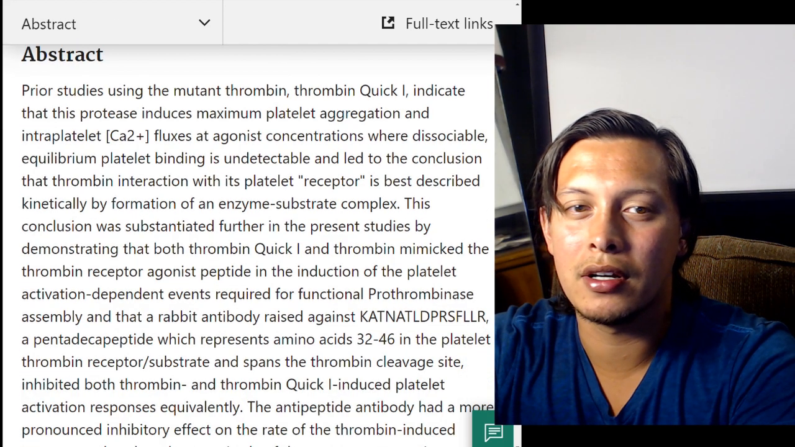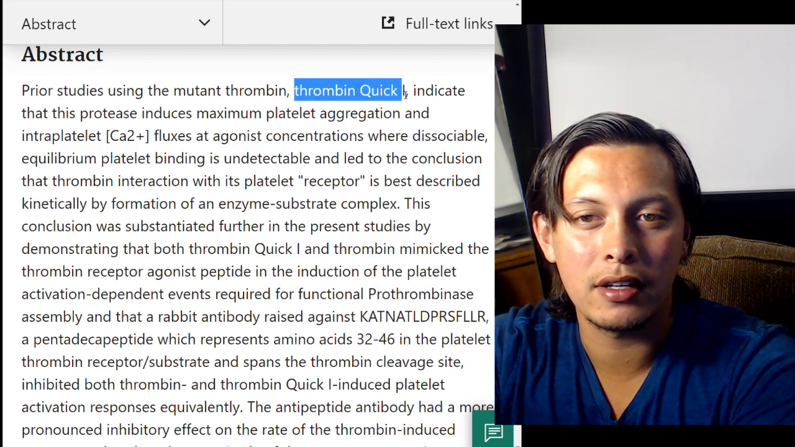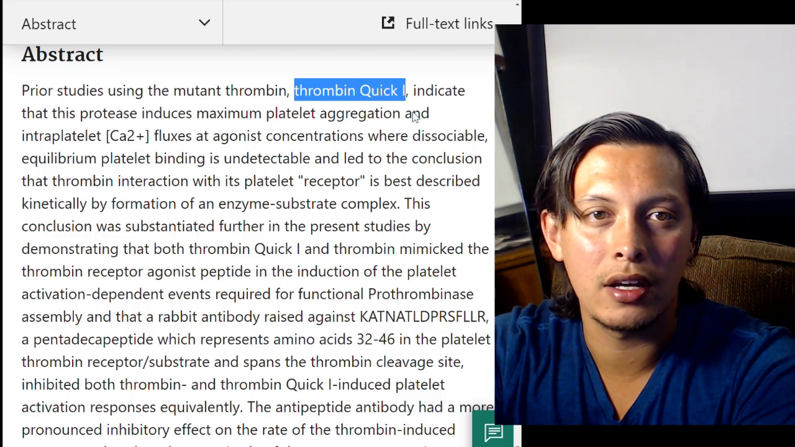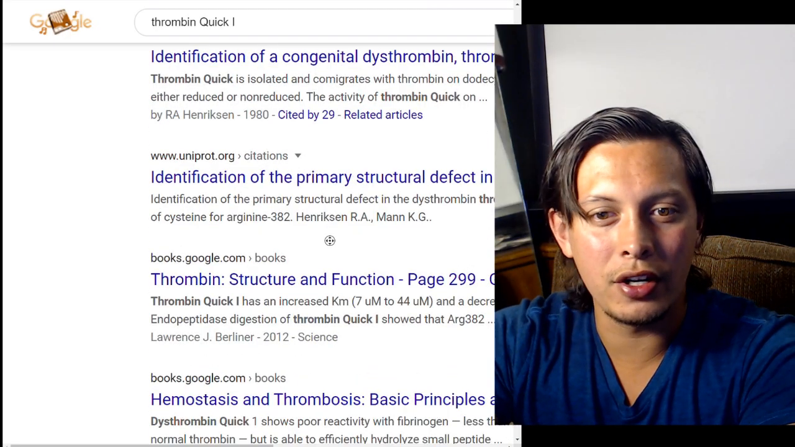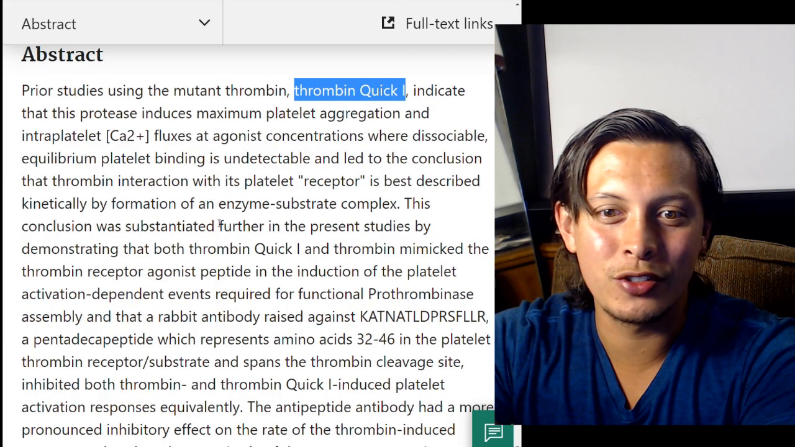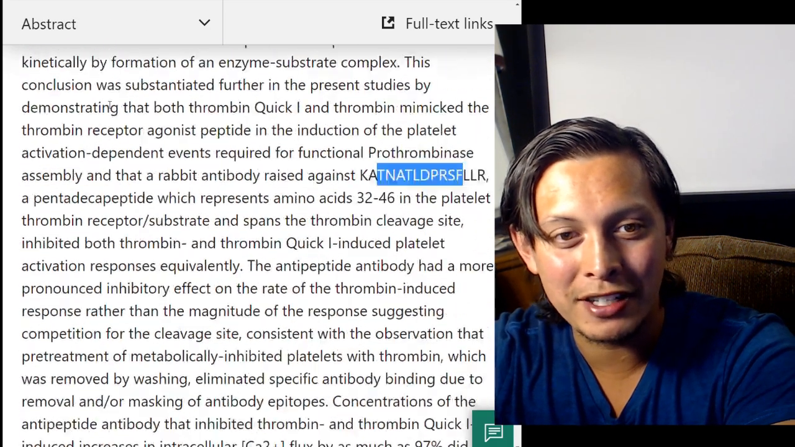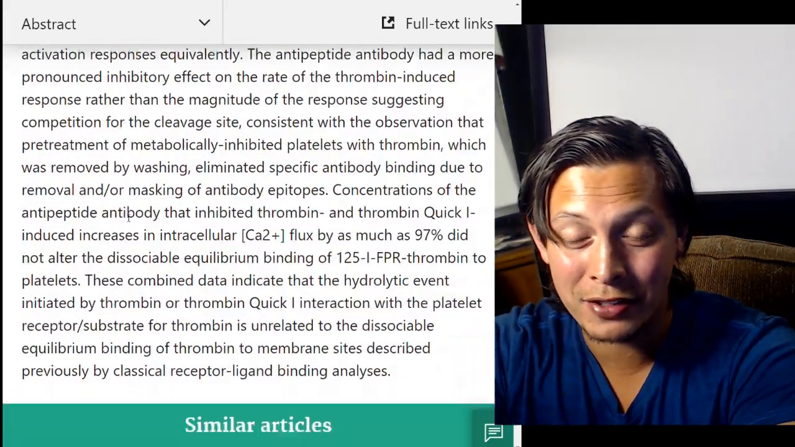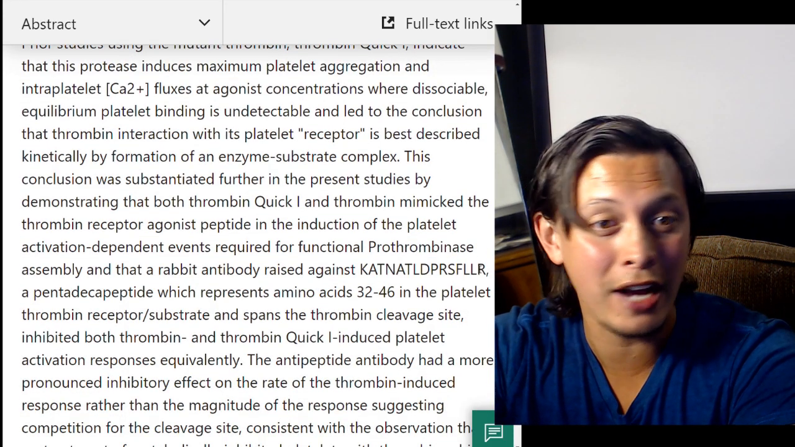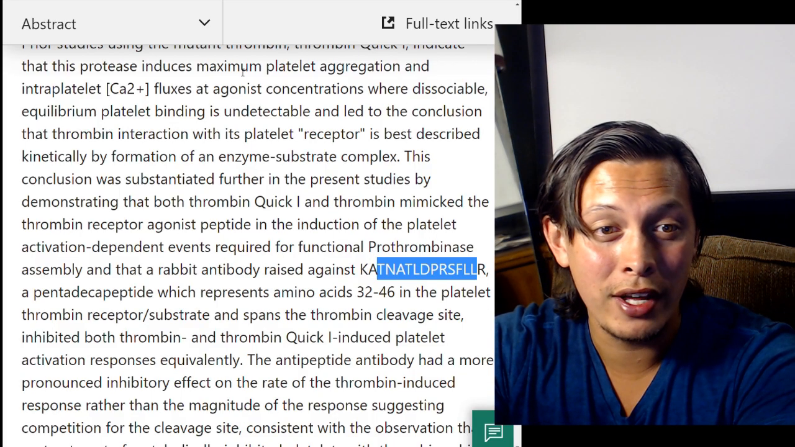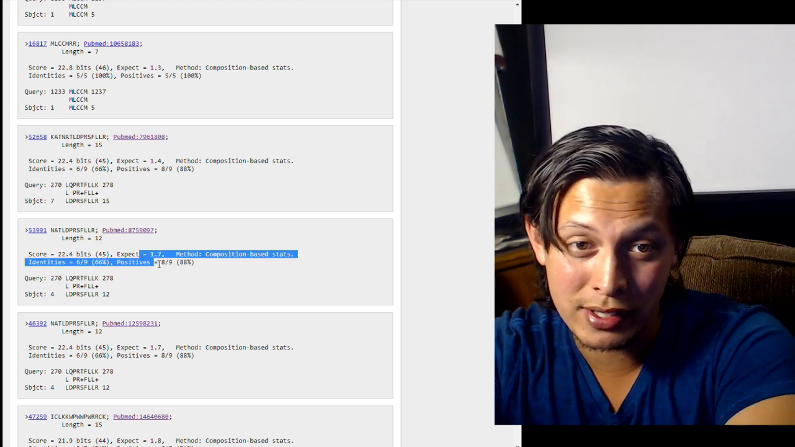Let's look up prioritizing the mutant thrombin quick 1 indicate that, you know, I'm just gonna leave this. Just know that whatever this effect is, whatever is happening to thrombin and the thrombin quick factor, this sequence that was used to create antibodies against a certain portion on either the receptor or something, just know that this is similar enough that it might actually be doing something.